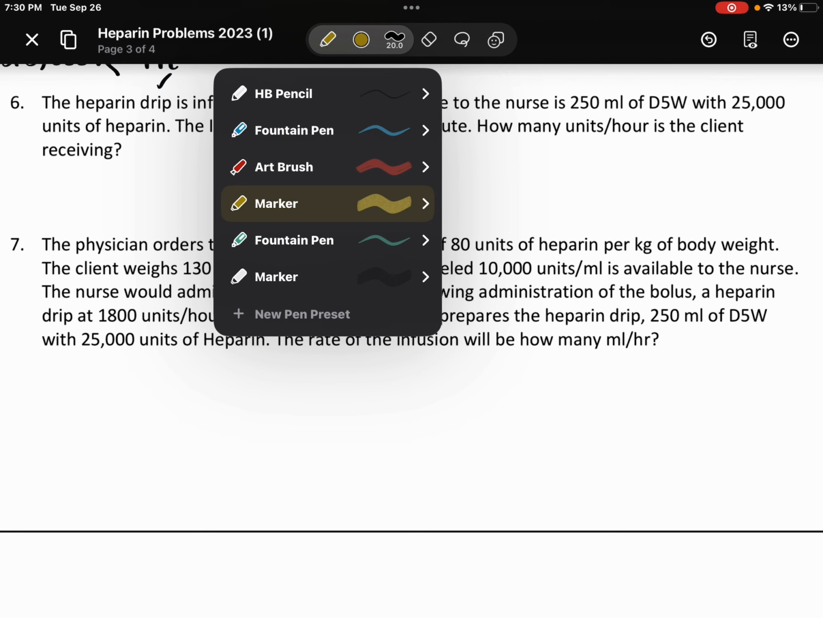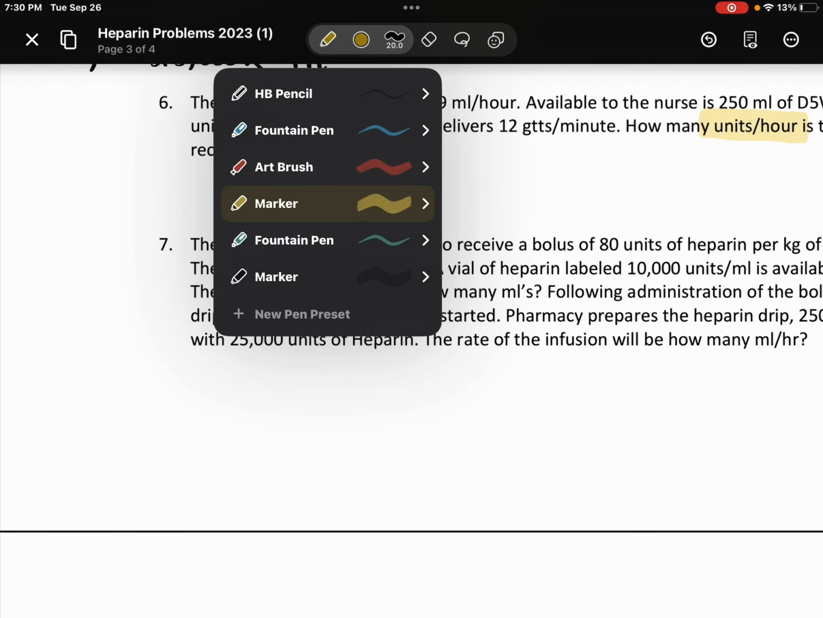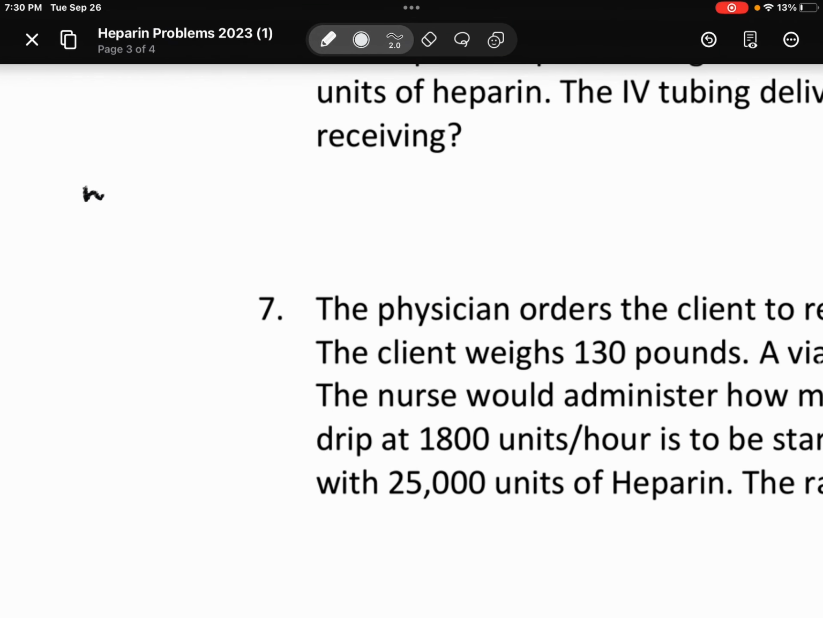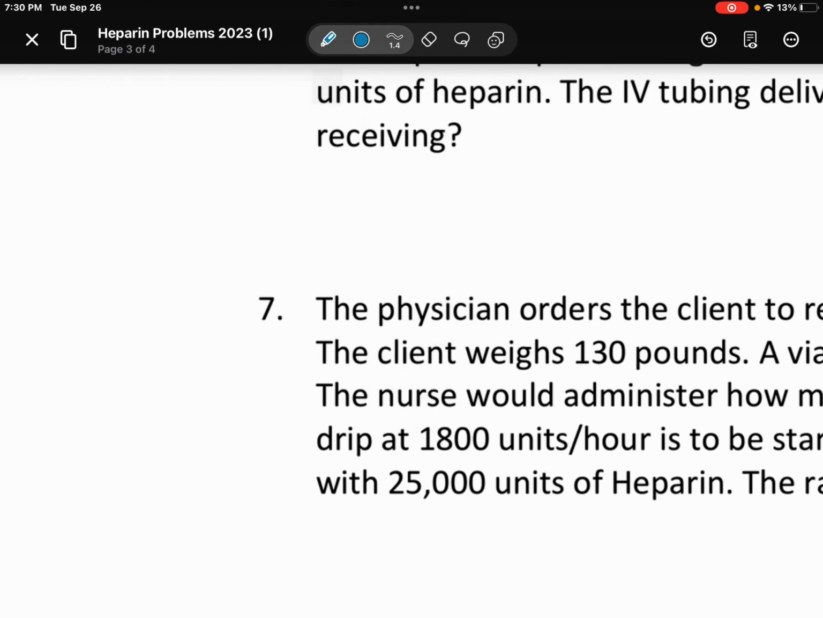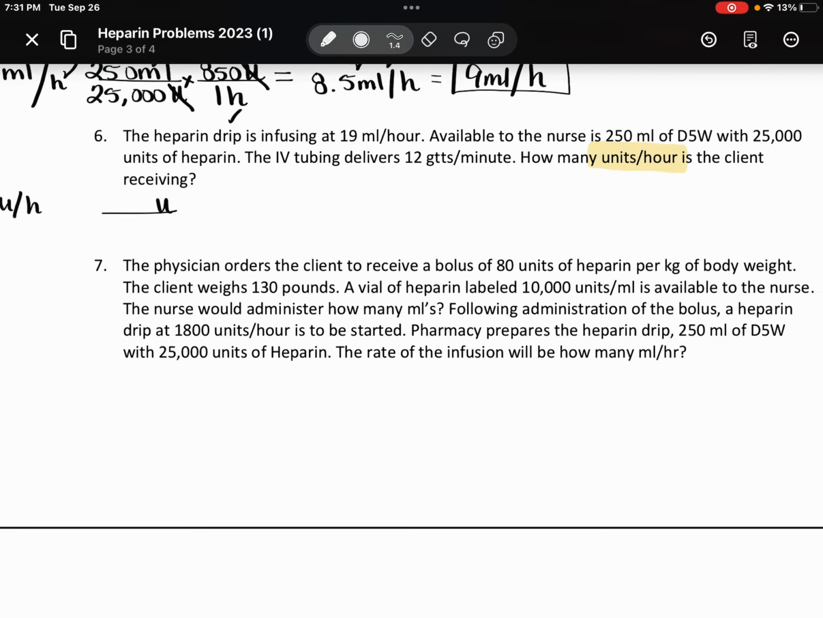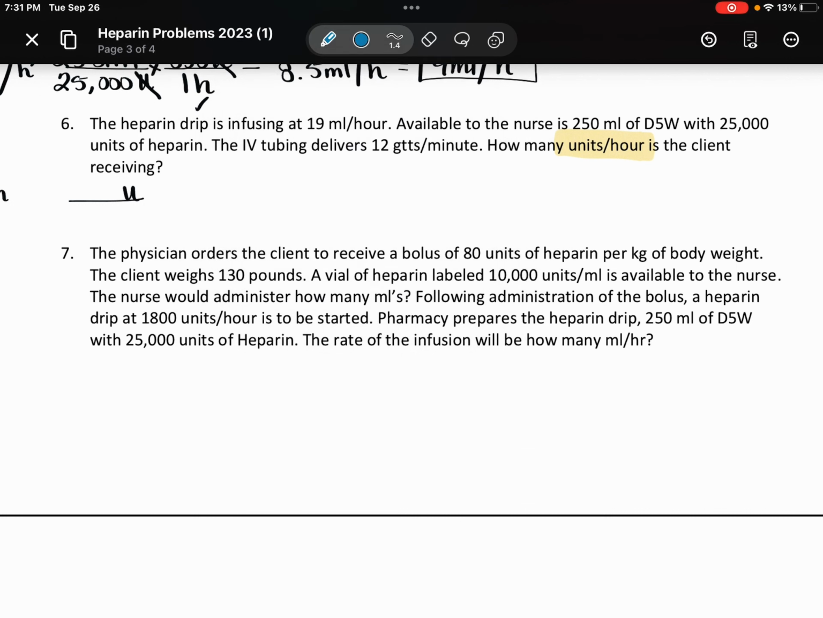So, yet again, what am I looking for? I'm looking for units per hour. So I'm going to make my little note to the side here. So I'm looking for units per hour, right? I'm going to go ahead and start my dimensional analysis by putting my units up there on top. So where in my problem does it have anything about units? I've got two.